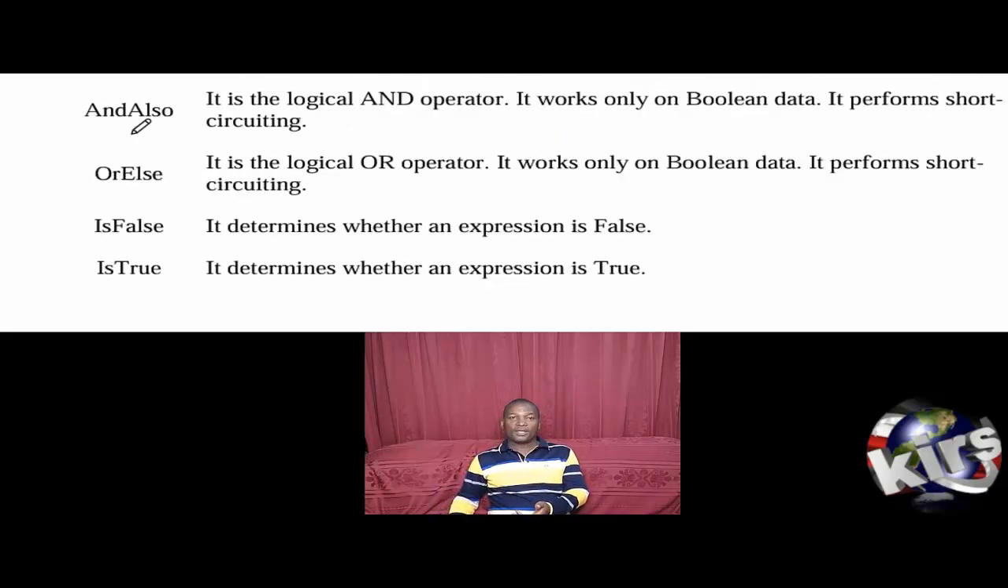Then we have the logical operator AndAlso. It is the logical AND operator, and it works only on Boolean data. It performs short circuiting. Then we have OrElse. It is a logical OR operator. It works only on Boolean data. It performs short circuiting. IsFalse determines whether an expression is false. IsTrue determines whether an expression is true.